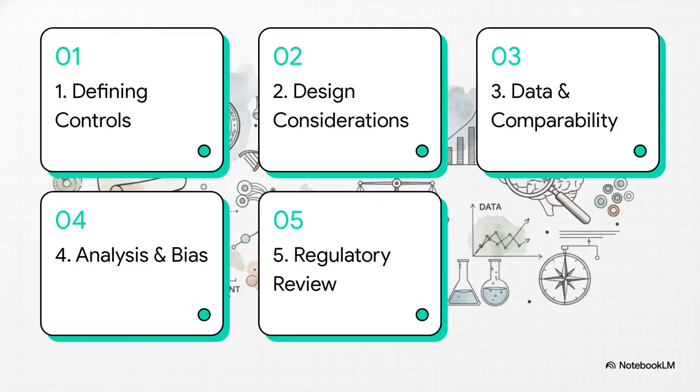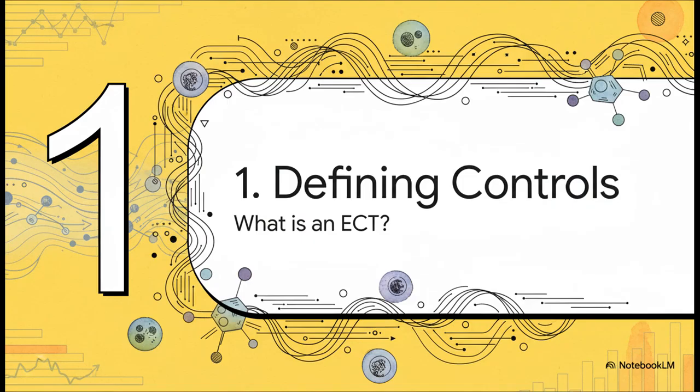Okay, so here's our game plan. We're going to cover 5 key areas. We'll start with the basics, what these controls even are. Then we'll get into the really crucial design considerations. After that, we'll talk about data sources, how to analyze everything correctly, and finally, how to navigate that all-important regulatory review. So let's dive right into Section 1 and get our definitions straight.